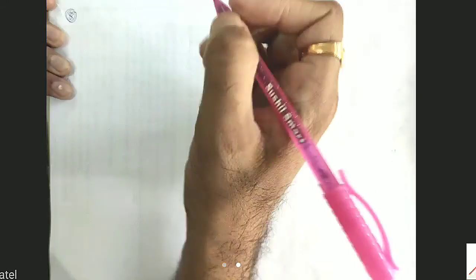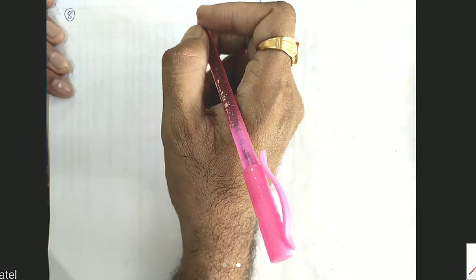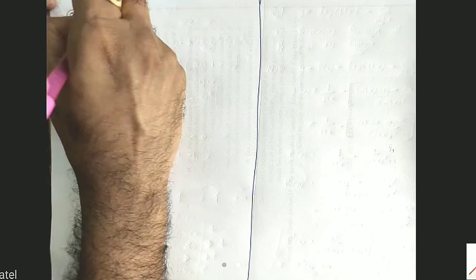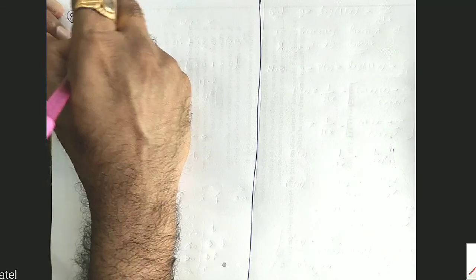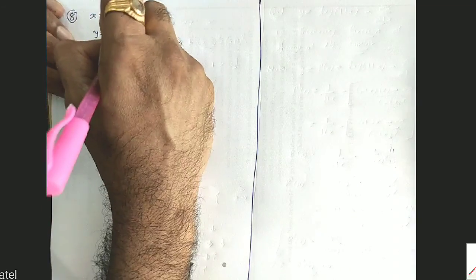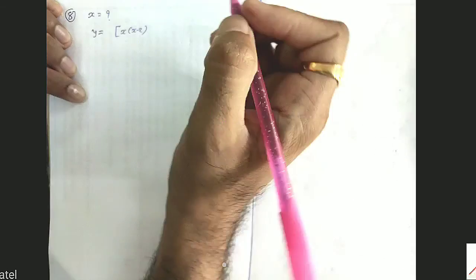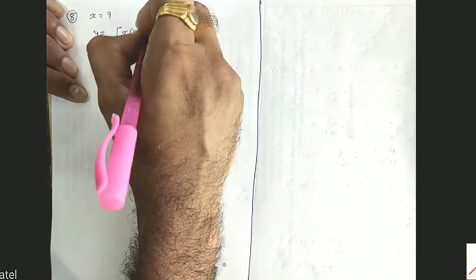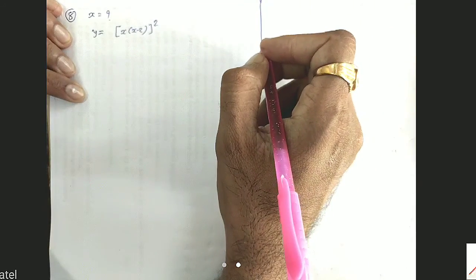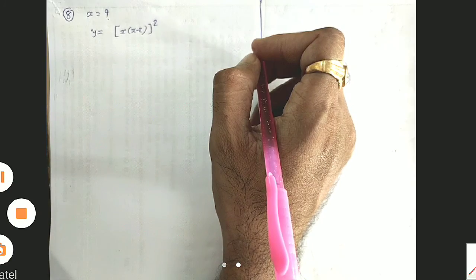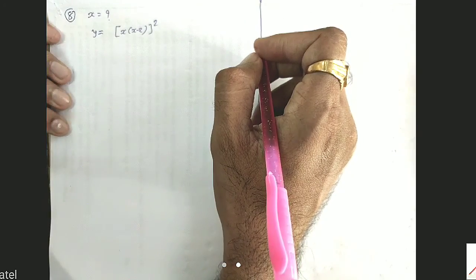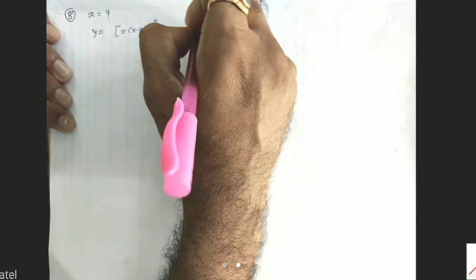Now question number 8. Recording going on. Find the value of x for which our function y equal to x into (x minus 2) whole square is an increasing function.